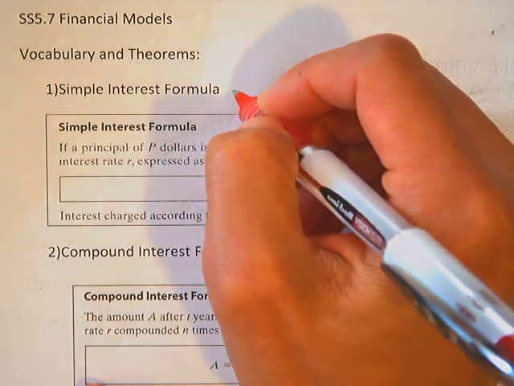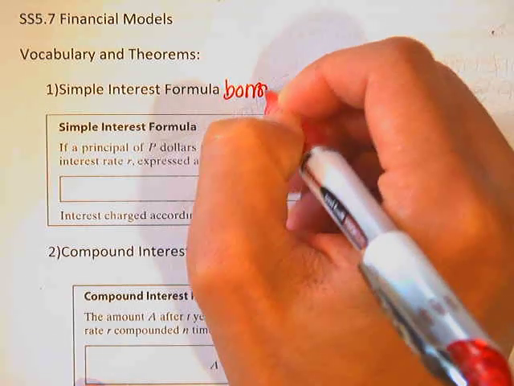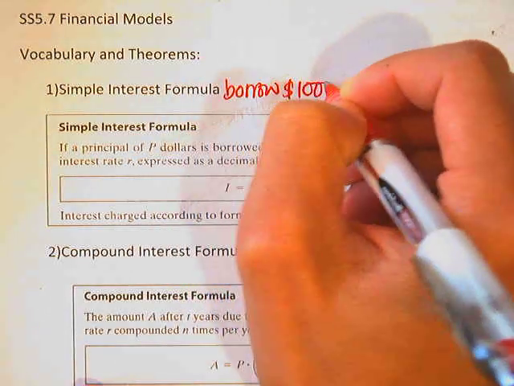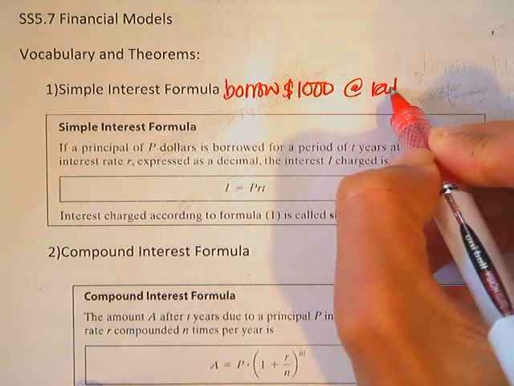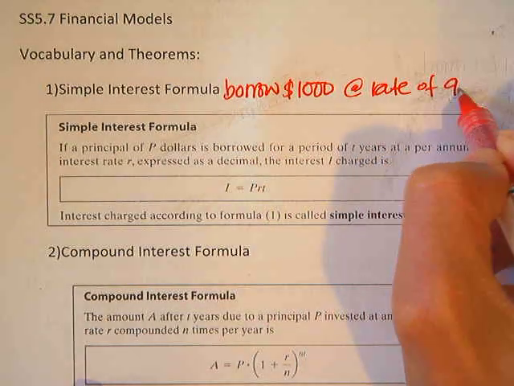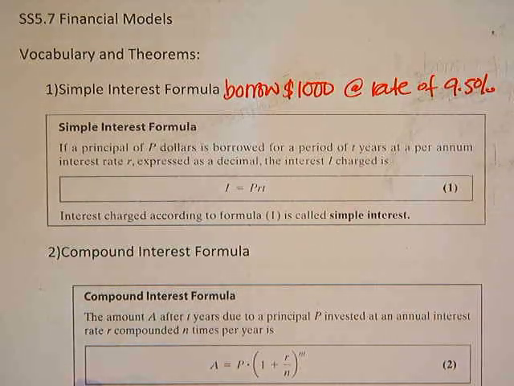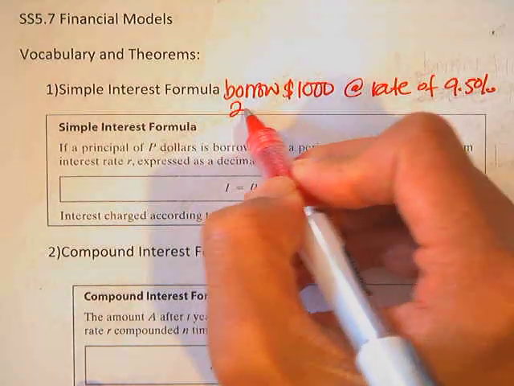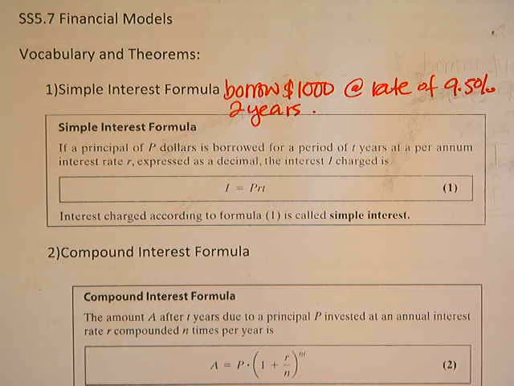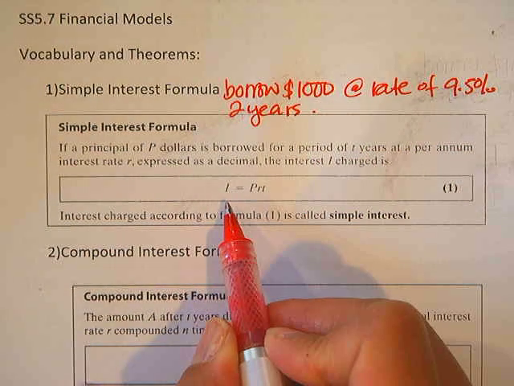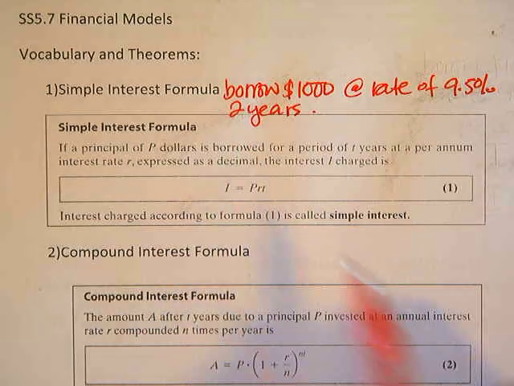For example, I'm going to go out and borrow $1,000 to pay off my computer at an interest rate of 9.5%, and I would like to borrow that for 2 years. Okay, how much interest do I have to pay back at the end of the year? Or I'm sorry, at the end of 2 years.